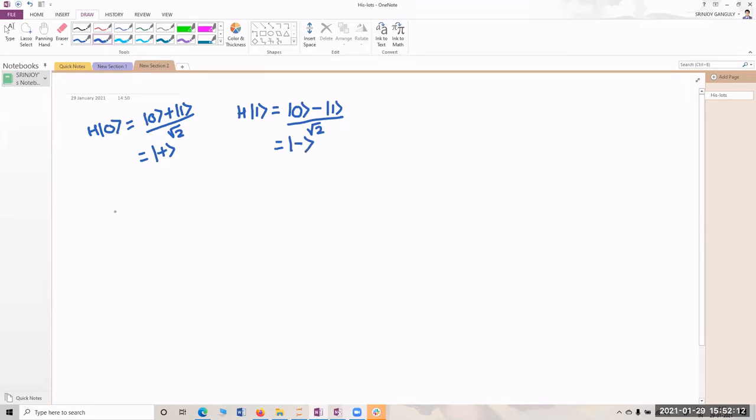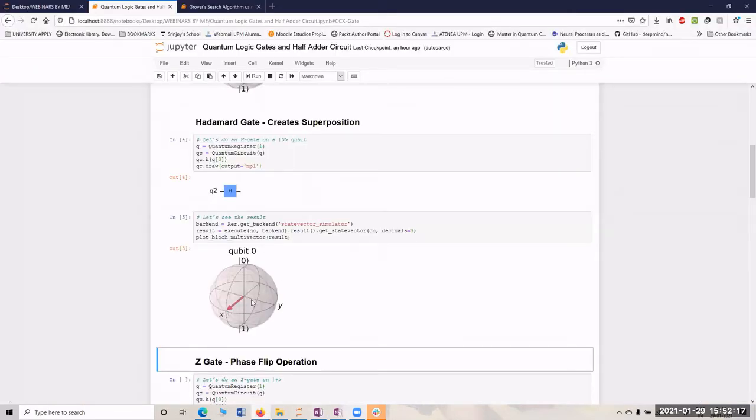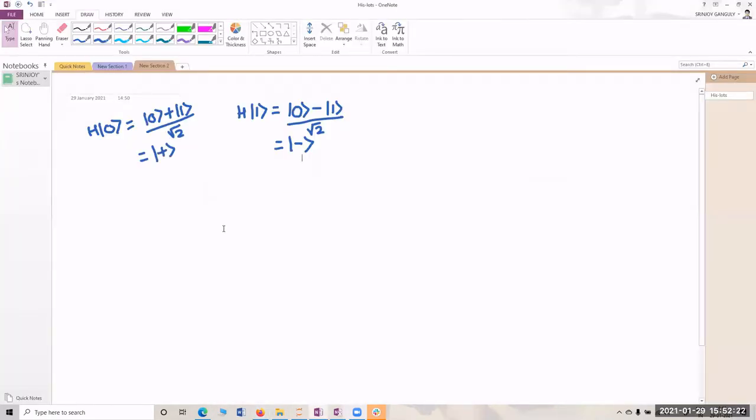So the x-axis which you saw in the sphere, this is also known as the diagonal or plus minus basis. Since I told you Hadamard is reversible, you can verify this yourself later: if you apply Hadamard to plus, you will actually return back to 0. And if you apply Hadamard to minus, then you will return back to 1.